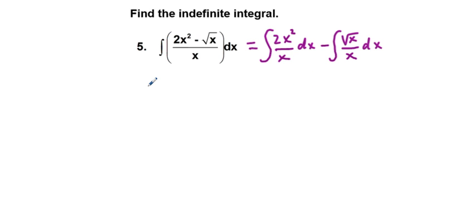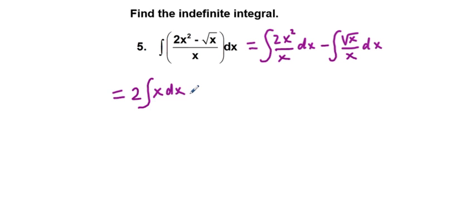And we're going to simplify here. Let's see, on the one on the left, we're going to have x squared divided by x is just x. And we have that 2 we're going to bring out front. So we have 2 times the integral of x dx.